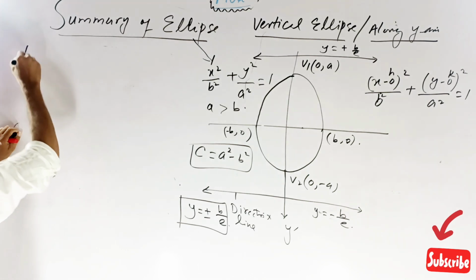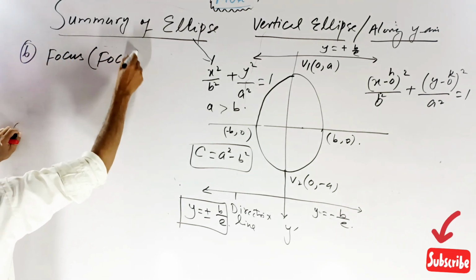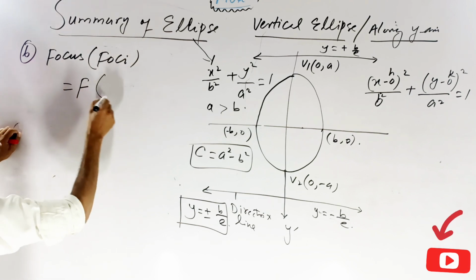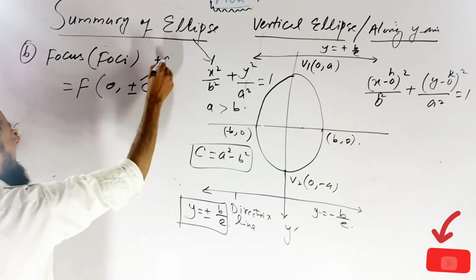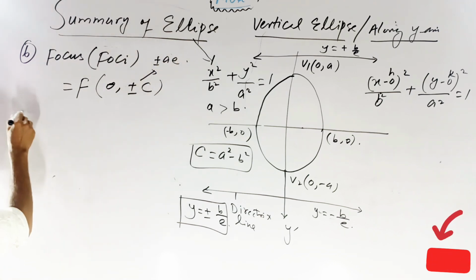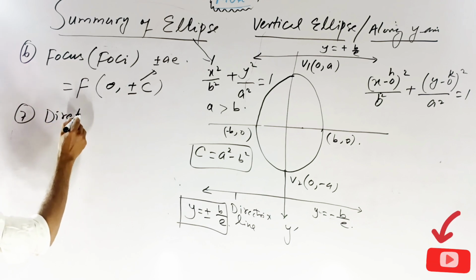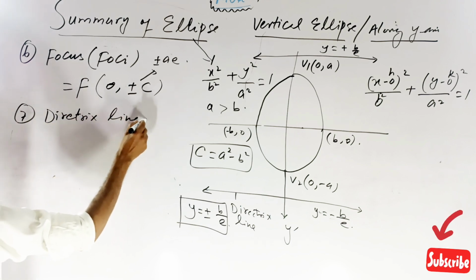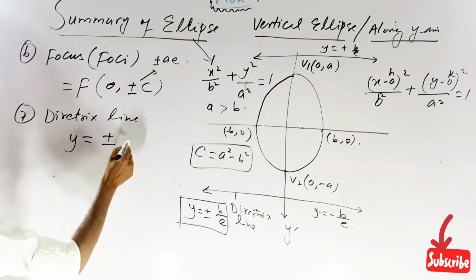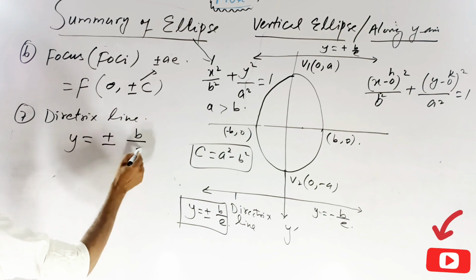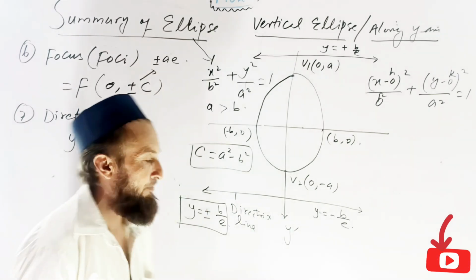Number 6, focus. Focus, plural foci. Foci is denoted F, 0, plus minus c, and c we can write as plus minus ae. Number 7, directrix. Directrix line, if we are finding directrix, here y is equal to plus minus a divided by e, because we are finding along the y-axis.